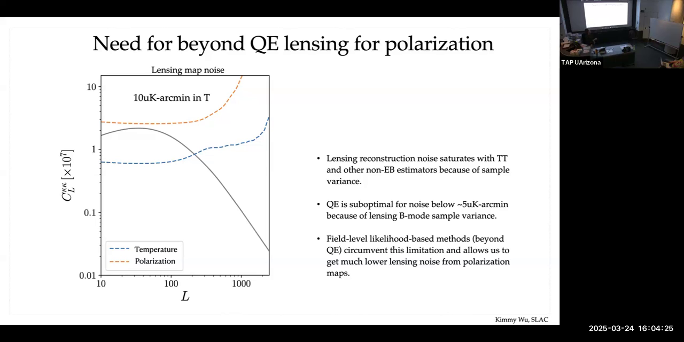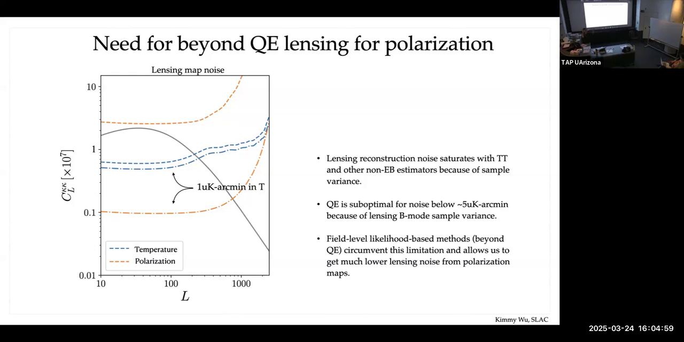So if your CMB map noise is at 10 micro-K arcminute, some CMB people units, okay, the temperature reconstruction has better noise compared to the polarization. But then if your input map noise is 10 times lower, at 1 micro-K arcminute, your polarization reconstruction for the lensing map is actually much better.